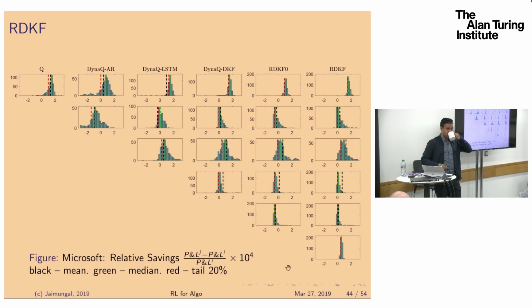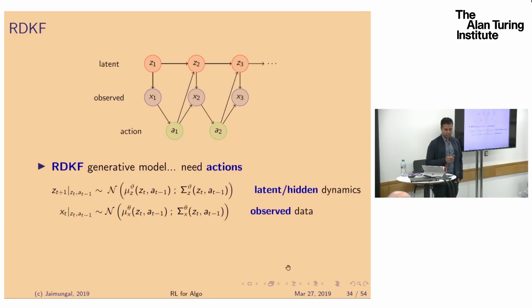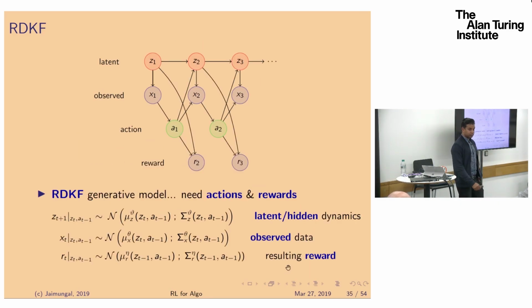Yeah? My question is, so the unobservable, the hidden, the latent variable in your Kalman filter is, let's go here. Is it the Q value, actually, the weights of the network?